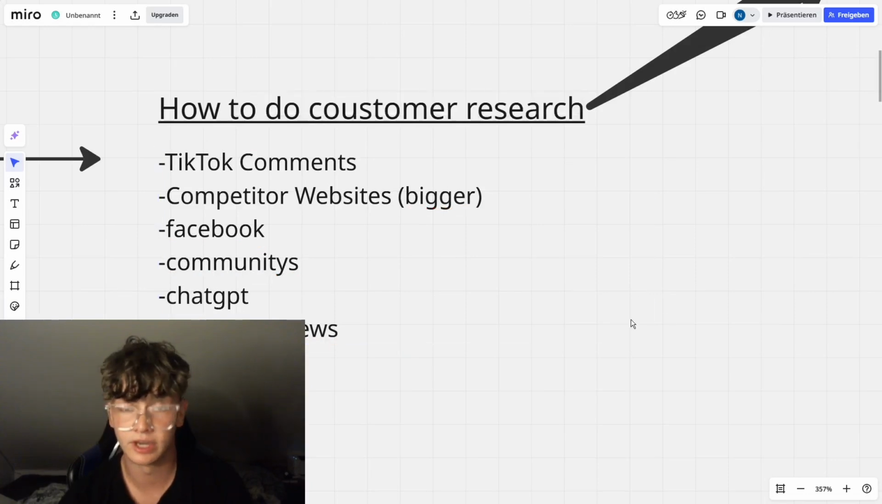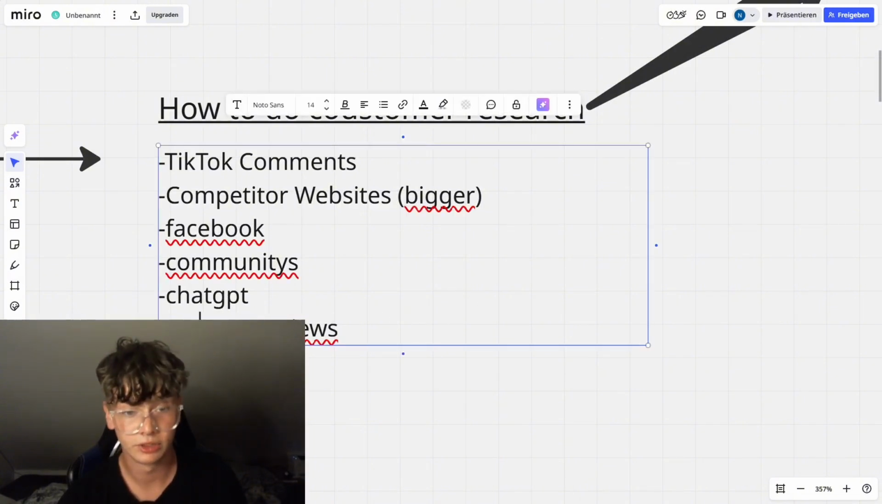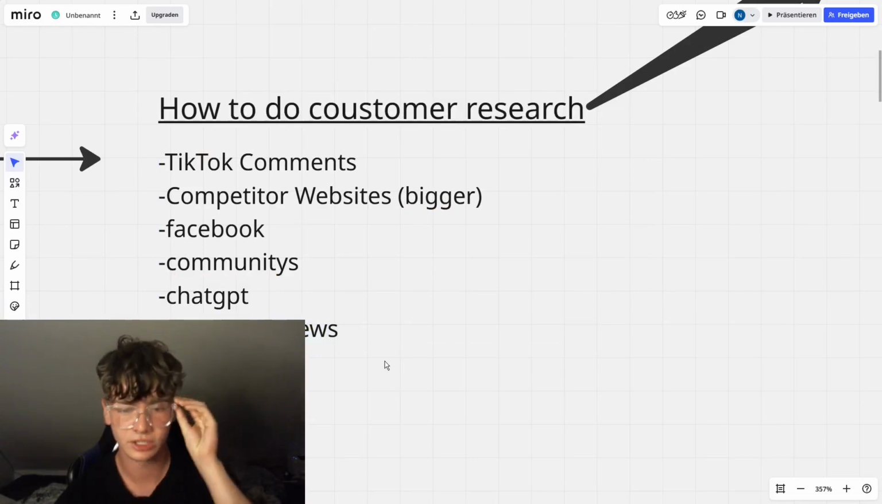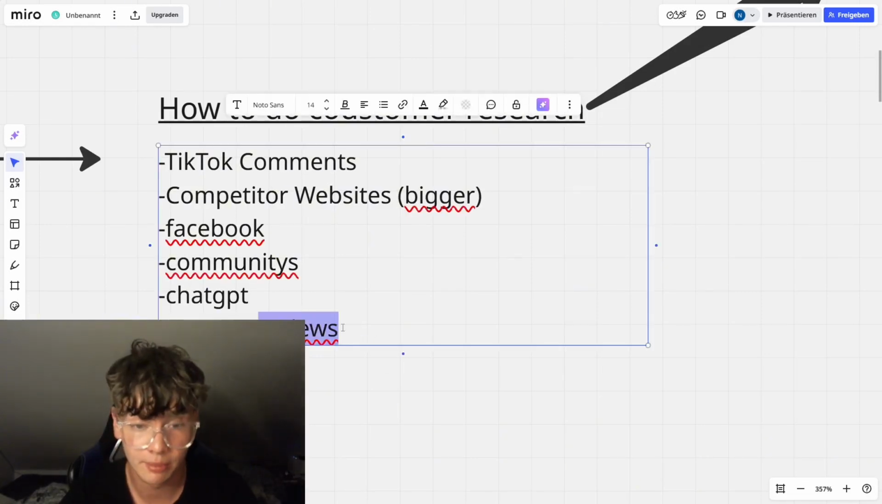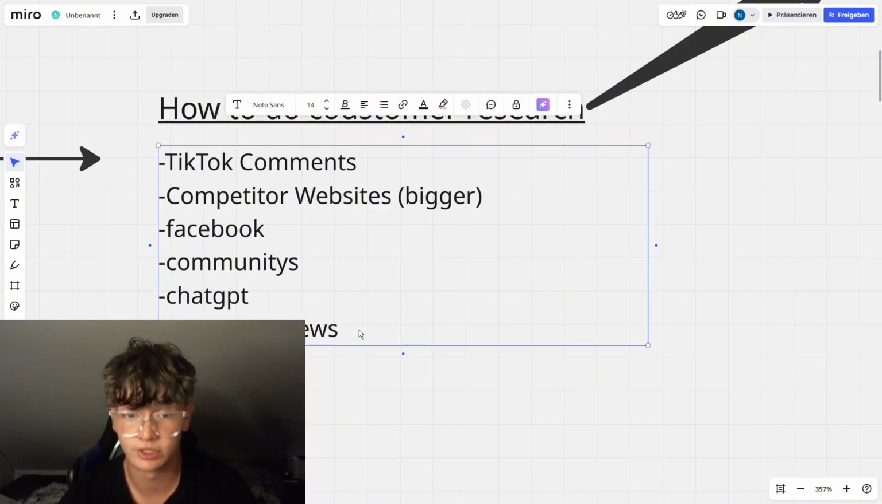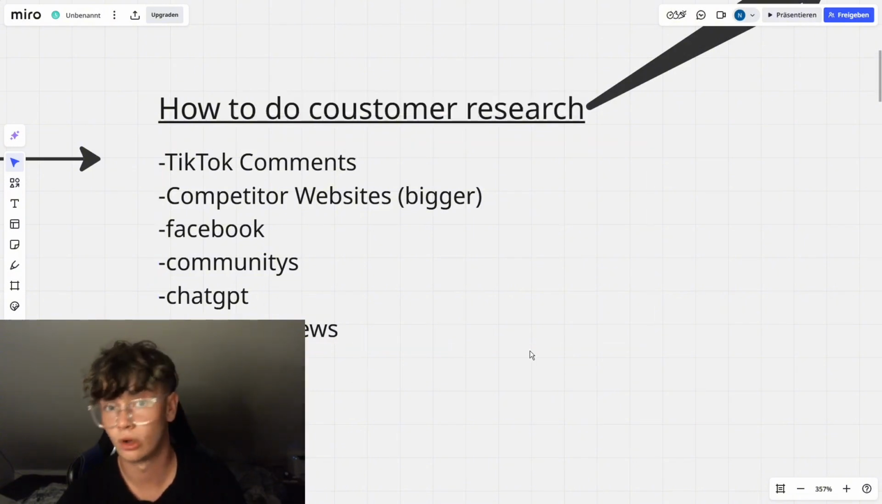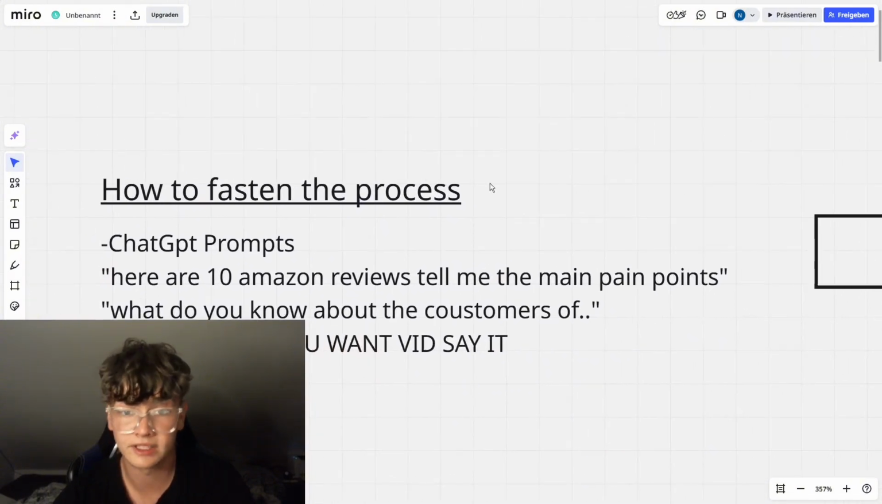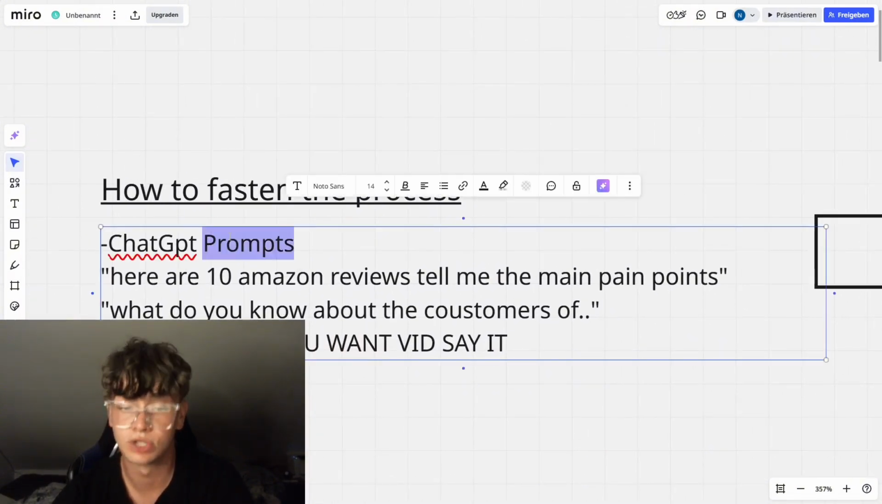And then ChatGPT, you can go to ChatGPT and ask it what the main pain points of this and this person are. Or you can get Amazon reviews, give ChatGPT 10 Amazon reviews using the data analyst app, and ask what you can learn out of these reviews. And make a big Notion where you write everything, a big Miro board like I'm using at this moment, and you will learn a lot of things. Okay, how to speed up this process? Like I told you, use ChatGPT for everything.